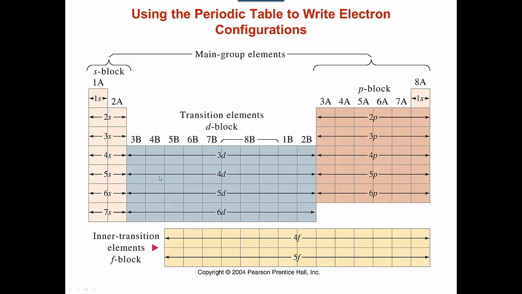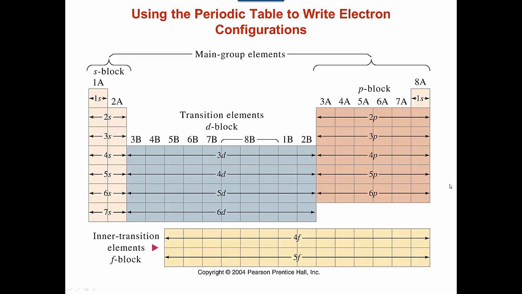It is arranged in such a way that if you read from left to right, you can write an electron configuration. So here's how we label the periodic table. Groups 1A and 2A, including helium, which is right here, are called the S block. Groups 3A to 8A, excluding helium, are called the P block. The transition elements are the D block, and the inner transition elements, the F block.